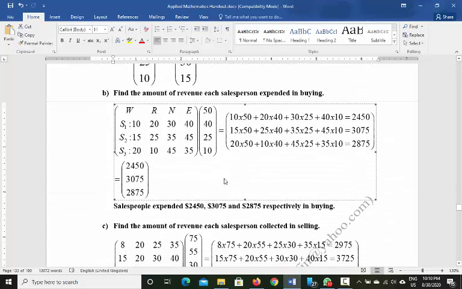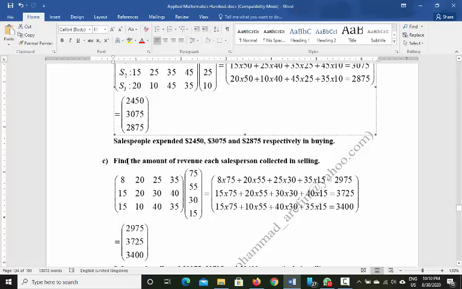So that means if we multiply this, what we will get? The salespeople expended $2,450, $3,075, $2,085, and $2,875 respectively in buying. So they have spent this much amount of dollars to buy those necklaces monthly.